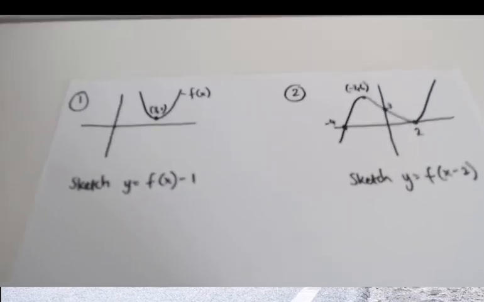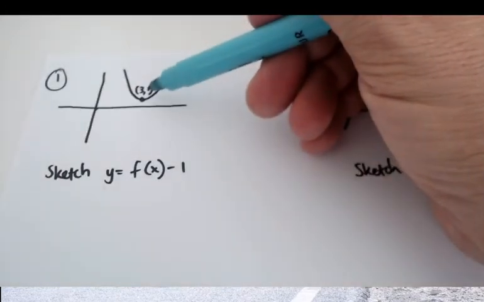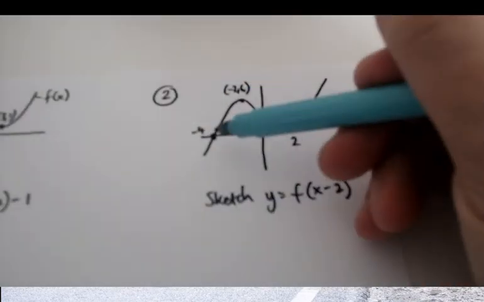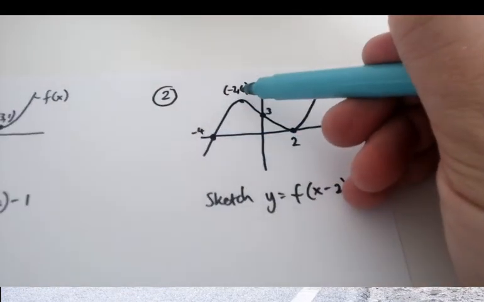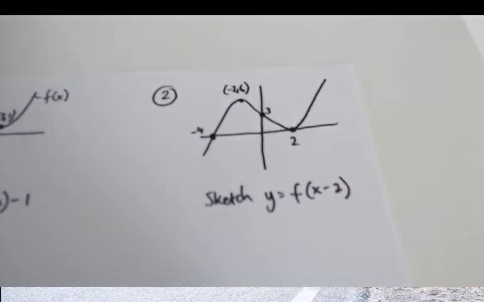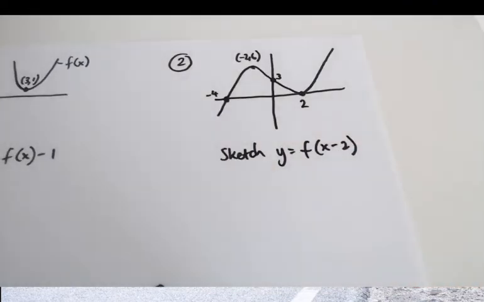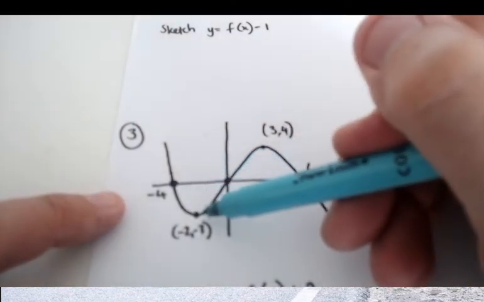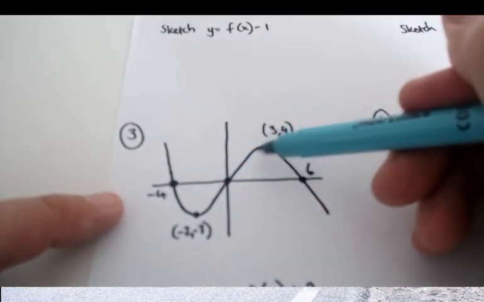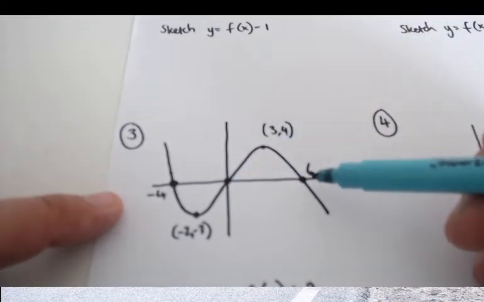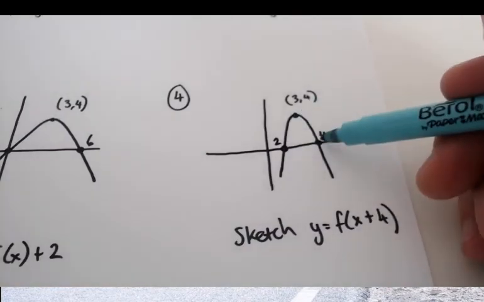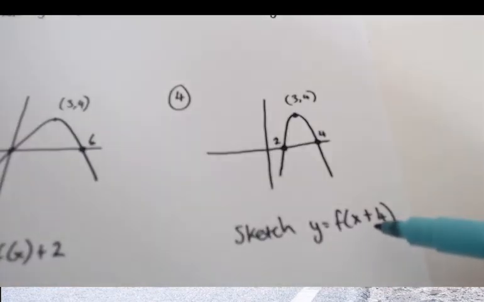So number 1, we've got the point 3, 1 in there, and I want you to do f of x minus 1. Number 2, we've got minus 4, we've got minus 2, 6, we've got a 3 and a 2, and I want you to do f of x minus 2. Number 3, we've got the coordinate points minus 4, minus 2, minus 3, we've got 3, 4, we've got 0, 0 as well, and a 6, loads of coordinate points there, and I want you to do f of x add 2. Question 4, we've got the 3 coordinate points, I want you to do f of x add 4.